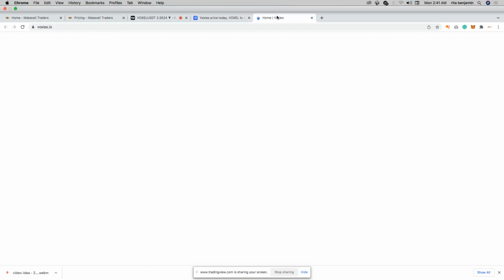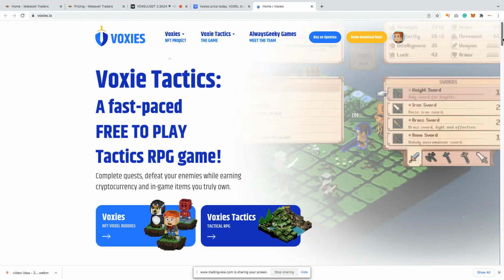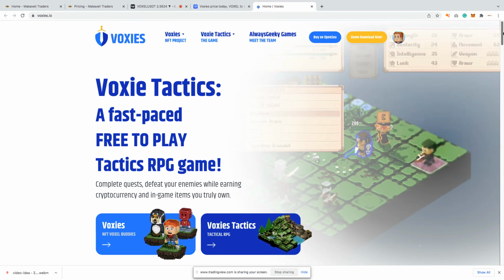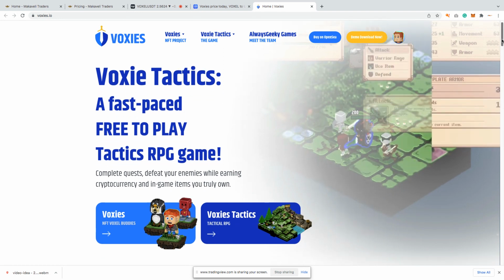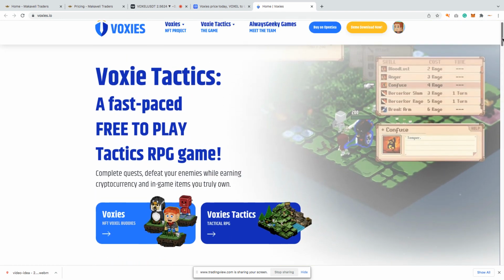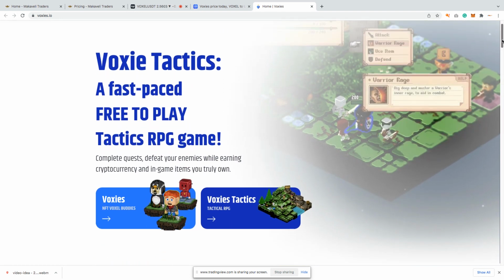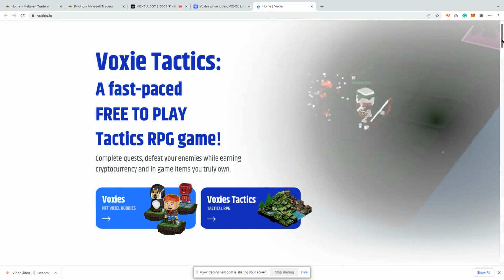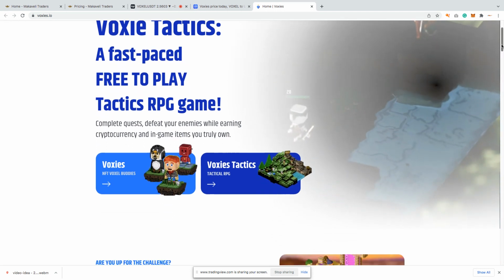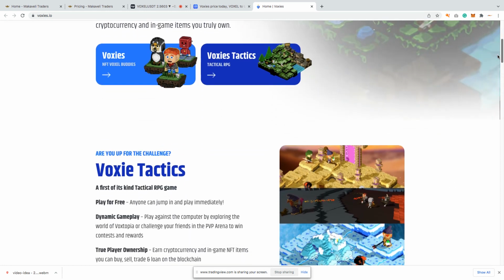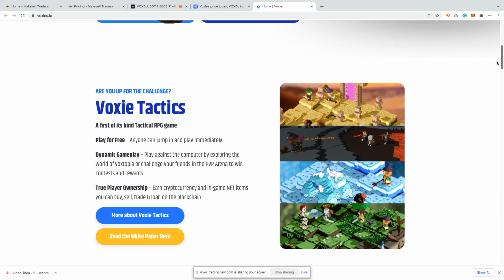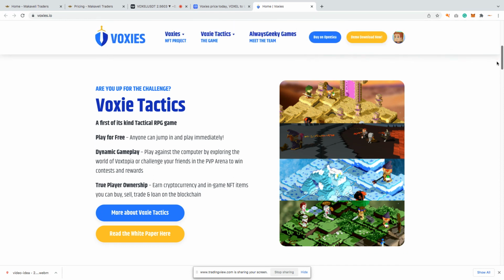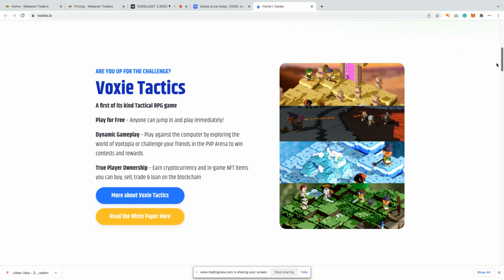So let's look at the website. This is what the website looks like. Just arriving on this website, it reminds me of Minecraft. Honestly, it reminds me of Sandbox and Minecraft, and you can see it says Voxels Tactics, a fast-paced, free-to-play tactics RPG game. That word free to play is very attractive. The fact that it's free and you can earn once you're playing makes it even more interesting.